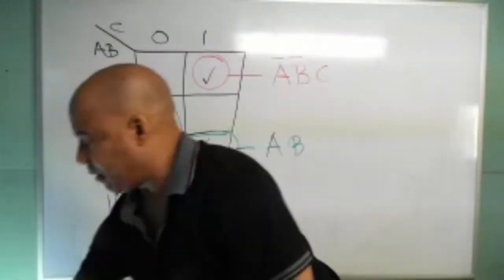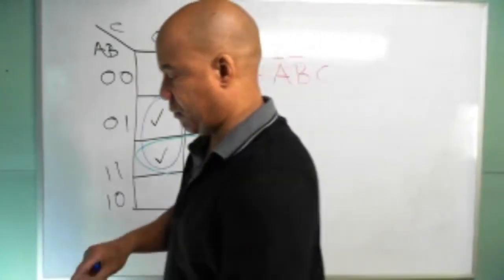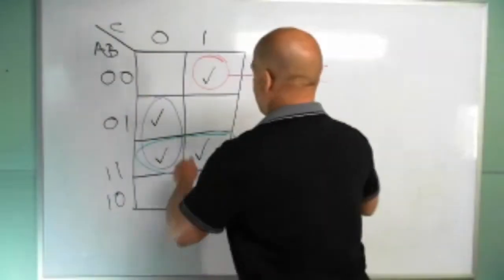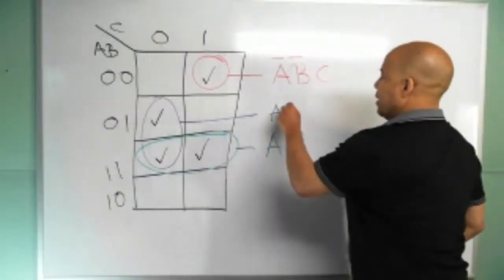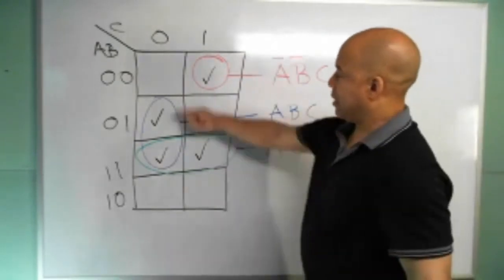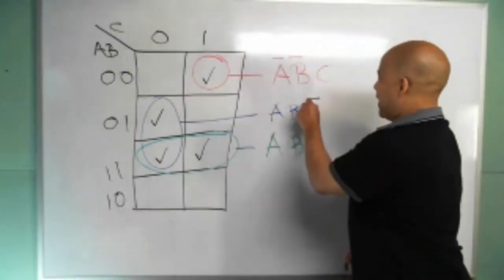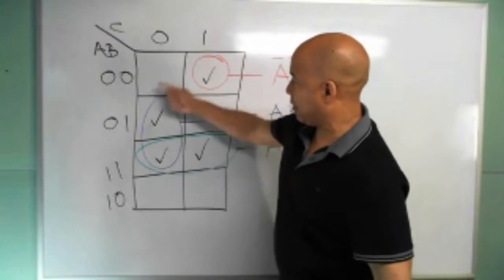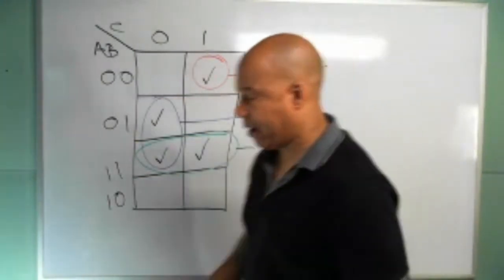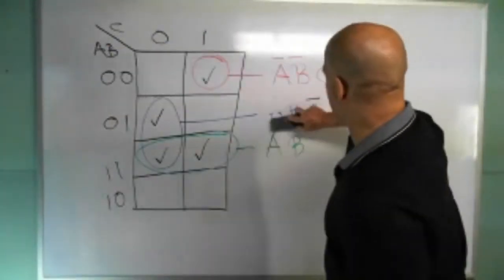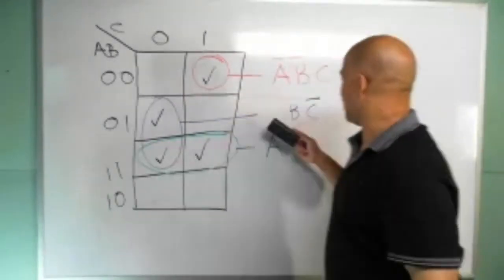And all I got now is the blue group. So for the blue one, A, B, C. C is a 0, so I knot that. And I see as I move up and down, A changes, so I take A out. A is gone. And B is a 1, so I leave it unknotted.